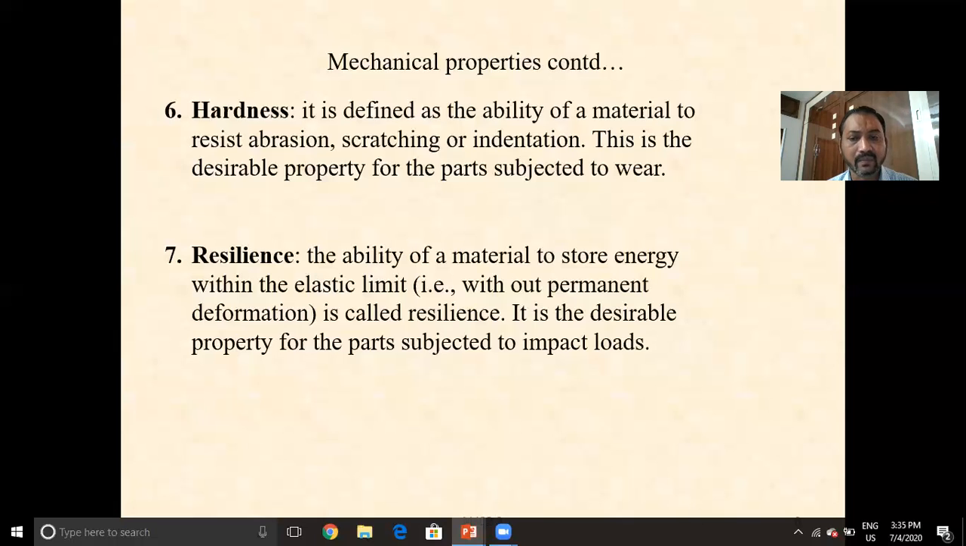It is one of the important and desirable properties required for making parts of a machine which are subjected to impact loads. For example, the connecting rod and the crank of an IC engine are subjected to impact loads or sudden loads. Therefore, while selecting the material for making such parts, we should take into consideration the resilience of the material.